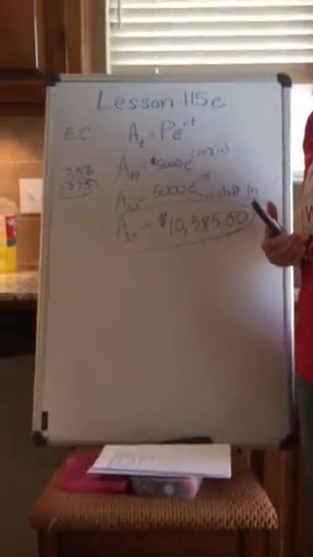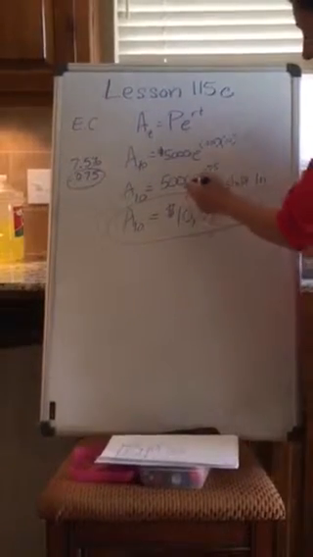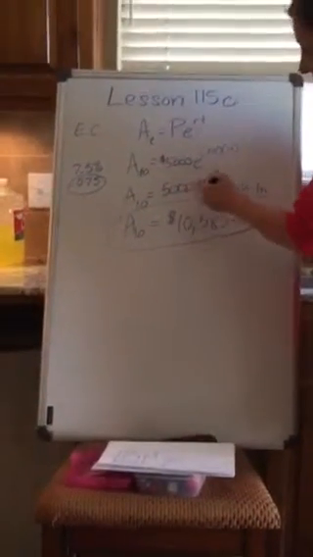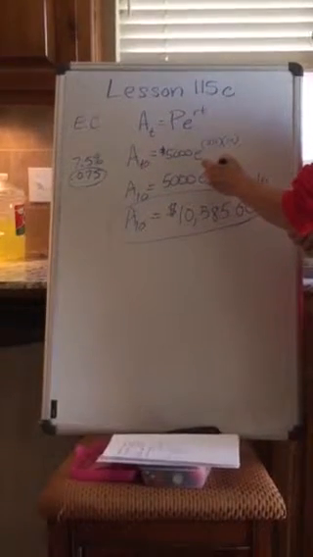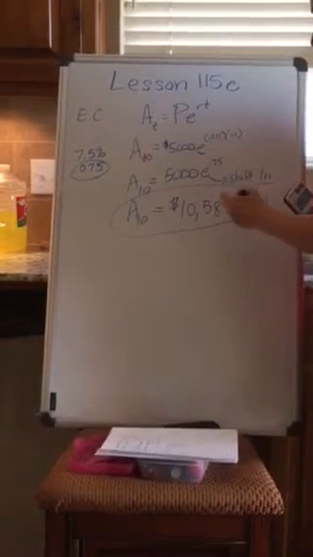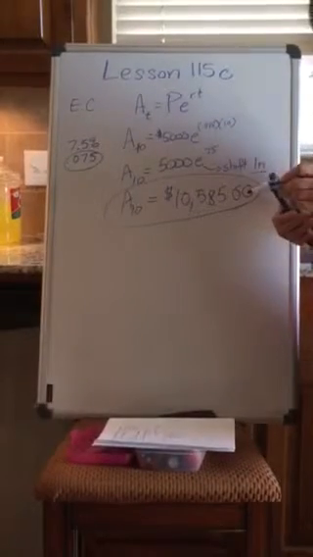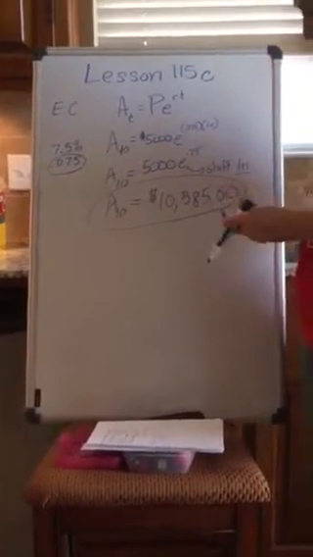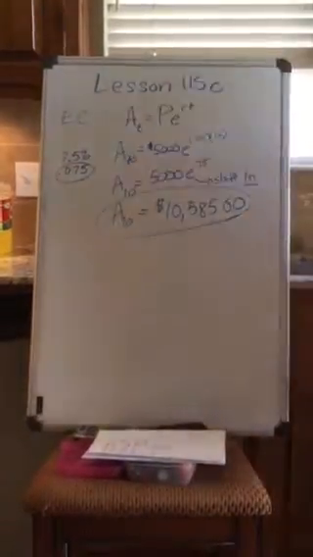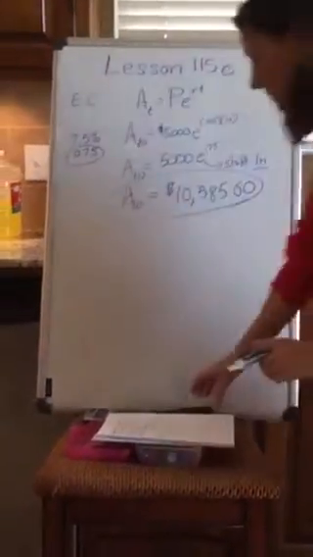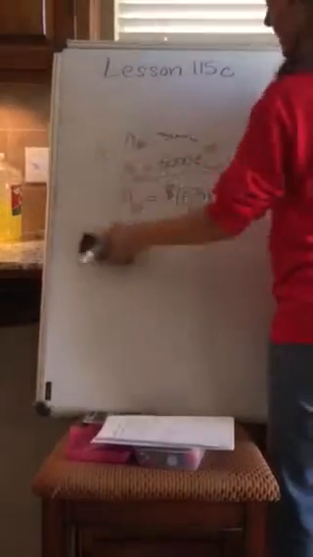So what is your lesson? Start investing early, because just $5,000 at 7.5%, our rates are not that high now. They're half that. At half of that, you get, after 10 years, $10,000. All right, let's look at practice problem A. I want to work practice problem A for this lesson.